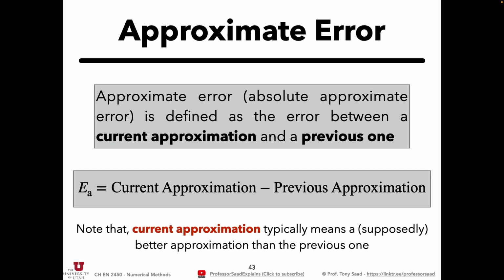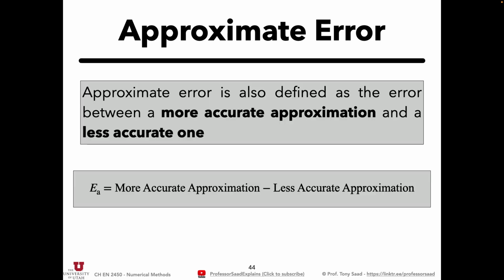You will see later when we are solving heat transfer in a plate, the more points we add on that plate to do our approximation, the better our approximation is going to be. We don't know the true value of the temperature distribution, but then we can compare a solution with more points to a solution with fewer points. Okay? Now, you can also frame this as the approximate error with the difference between a more accurate approximation and a less accurate approximation. Okay?